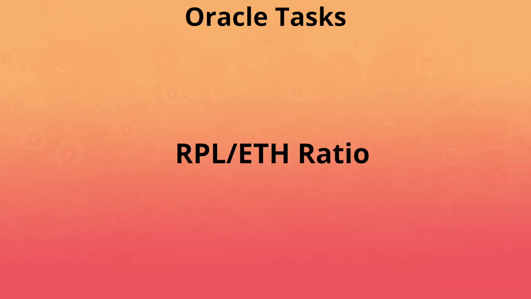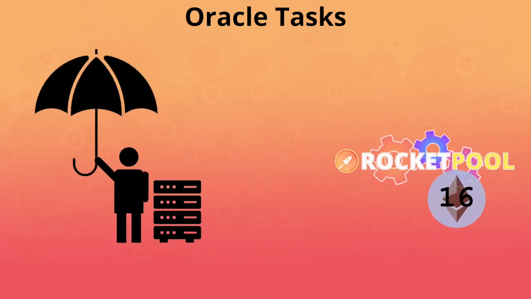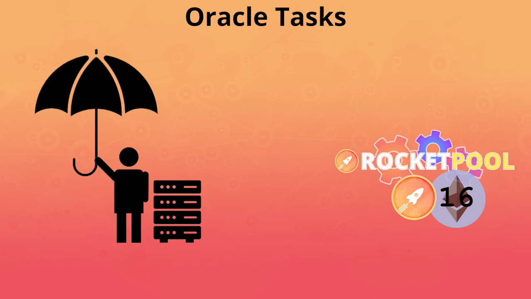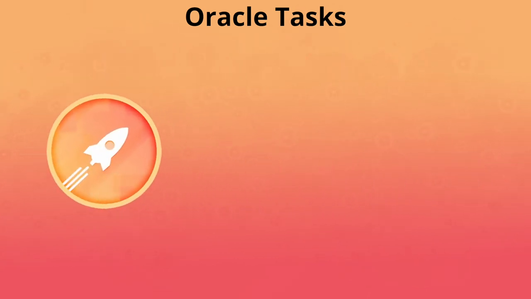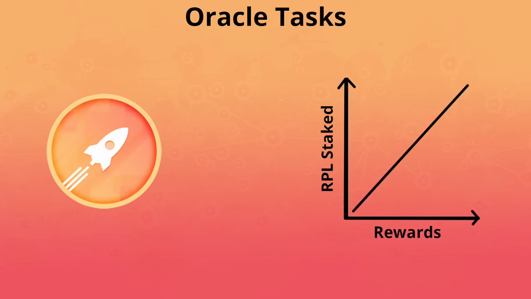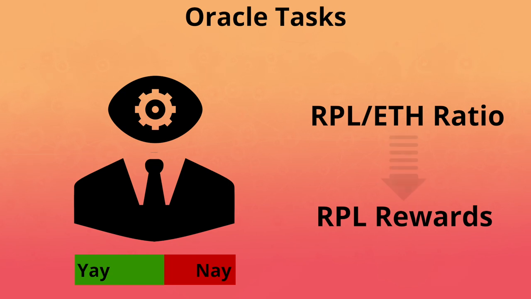RPL ETH ratio. When depositing 16 ETH as a node operator, you are required to deposit a minimum of 10% of that ETH's value in RPL as an insurance promise to the protocol. The more RPL you provide as insurance, the more RPL rewards you earn. To make sure this amount of RPL is correct, the current RPL ETH ratio must be reported and agreed upon by greater than 50% of the Oracle DAO members.